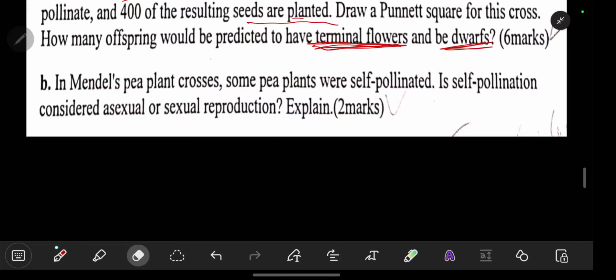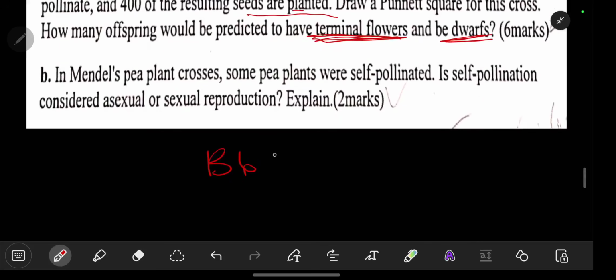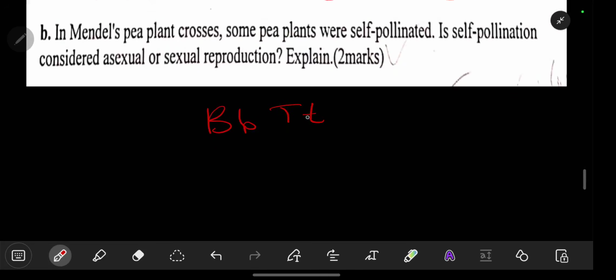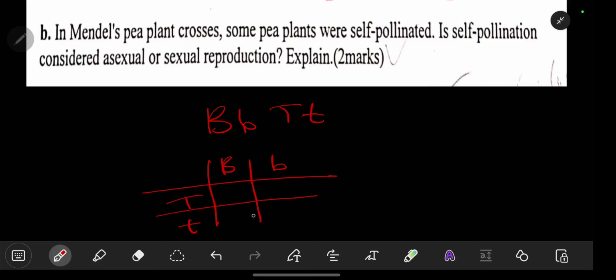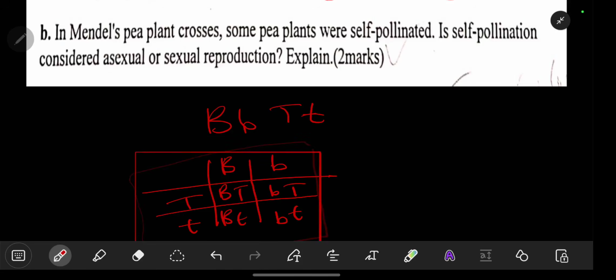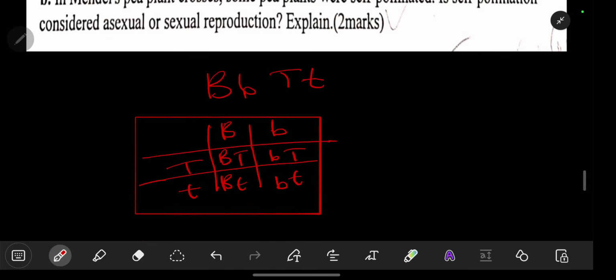So we are going to get our B, small letter b, then we have our T, small letter t. Using the same approach we used, we are going to use our 4-box Punnett square like that. Write B, small b, T, small t, like that. Then when we do that, we are going to combine our B with T, this B and this T. We have our B, small t. We have our B, small t, like that. Then we are going to have something like this. So this is our 4-box Punnett square.